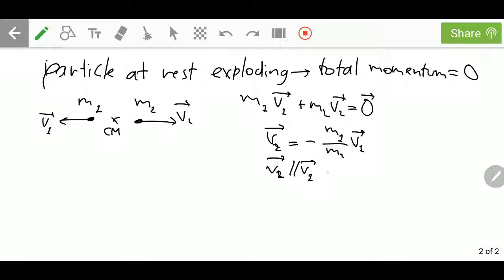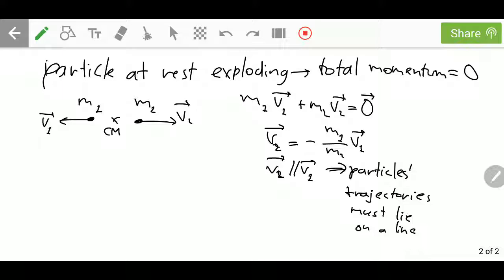So v2 is just a scalar multiple of v1, meaning that v2 is parallel to v1. And that actually means that the particles must move in a line, or the particles' trajectories, I should say, must lie on a line. Now, how about three particles?